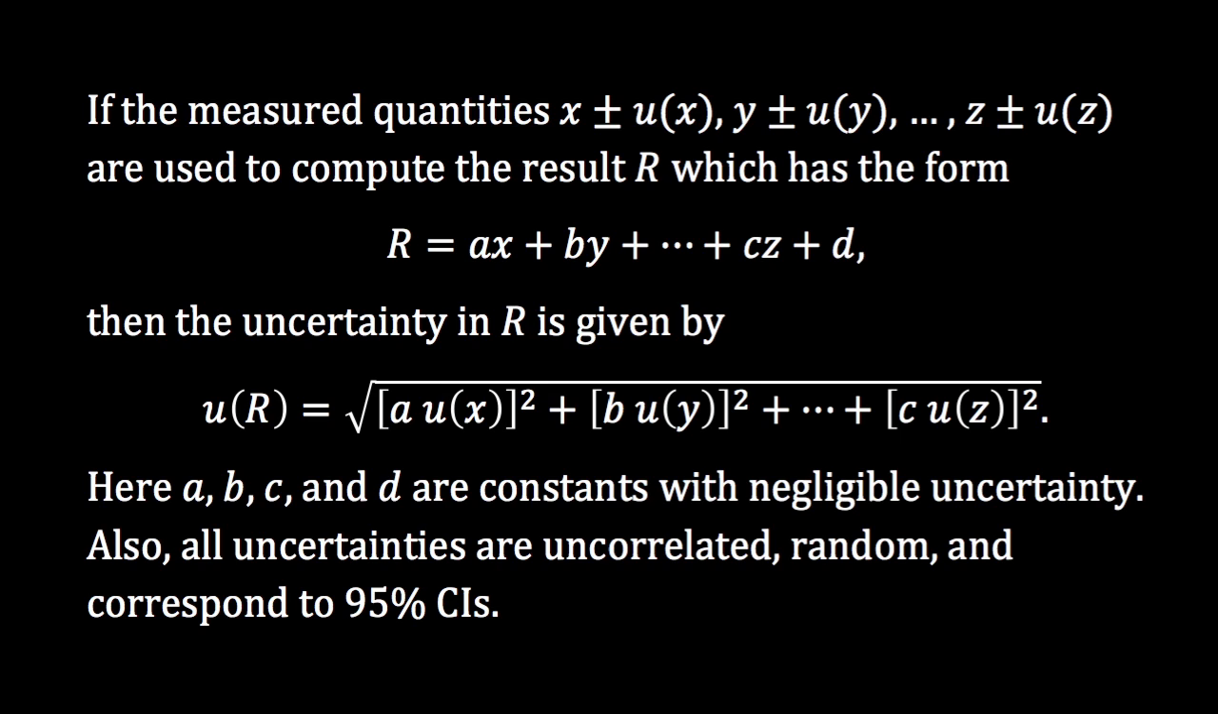Then the uncertainty in r is given by the square root of the sum of the squares, where we multiply each uncertainty by the same constant as we did to calculate the measurand. Make sure that all uncertainties are 95% CIs, and that they are random and uncorrelated. That is, they do not have any connection to each other.